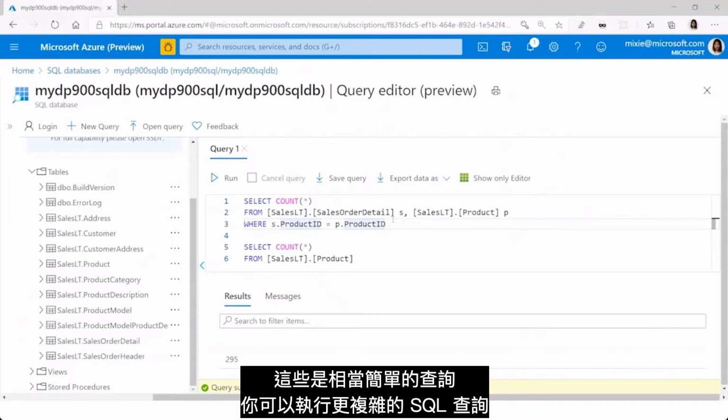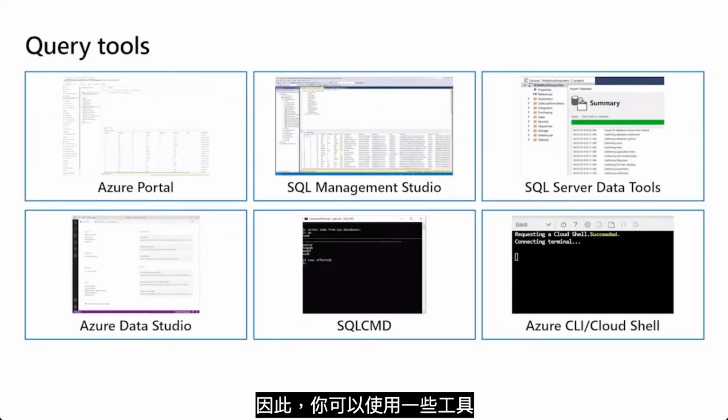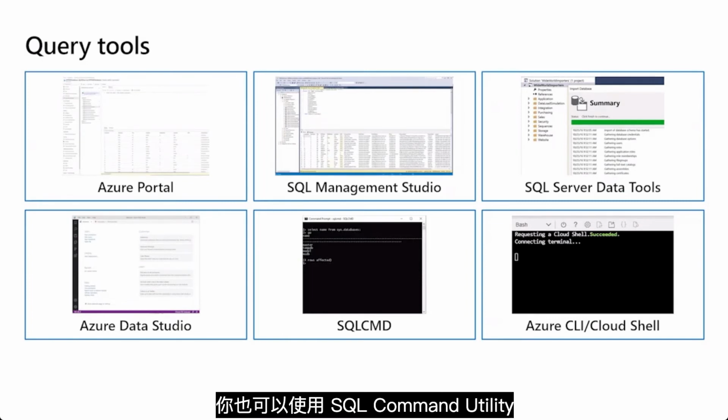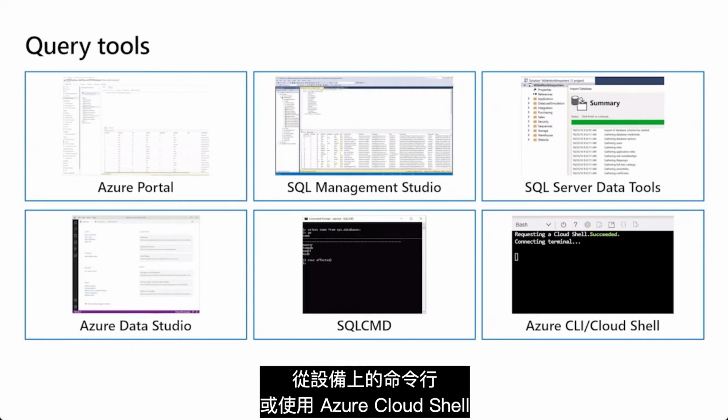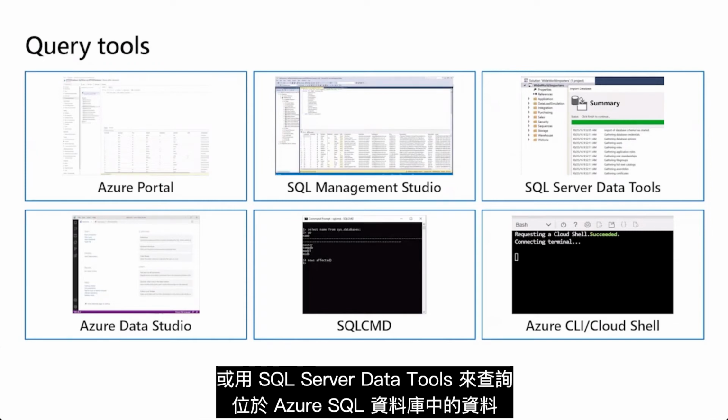Now, these are very simple queries, and you can do a lot more complicated and complex SQL queries. But this is just some of the power that you can do using Azure SQL Database. So you can use a couple of tools to query data held inside an Azure SQL Database, like the Azure portal, which we saw. You can also use the SQL command utility or the SQL CMD utility from the command line on your device or using the Azure Cloud Shell. You can also use SQL Server Management Studio or Azure Data Studio or the SQL Server data tools to query data held inside your Azure SQL database.